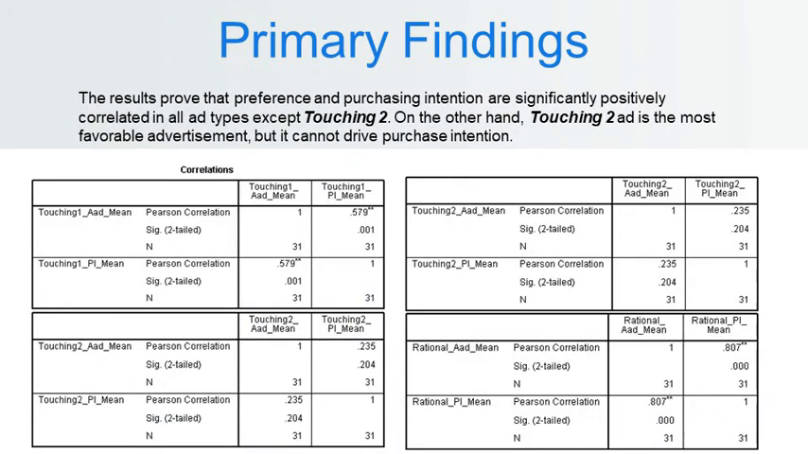The results prove that preference and purchasing intention are significantly positively correlated in all ad types except Touching 2. If companies and advertisers want to increase purchasing intentions through advertising, they need to increase the audience's preference toward advertising. On the other hand, the Touching 2 ad is the most favorable advertisement, but it cannot drive purchase intention. The reason could be that the advertisement is designed for the hearing impaired, so the strength of its functionality may be one of the factors that reduce its purchase intention.